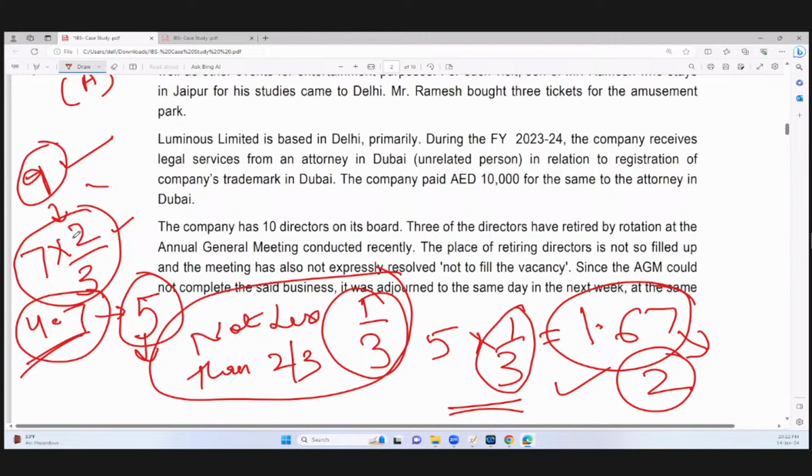The place of retiring directors is not so filled up. ठीक है, 1/3 हमने निकाल लिया, पहले 2/3 करा, फिर 1/3 करा. The meeting has also not expressed resolve not to fill the vacancy. अब हमारा ये concept क्यों आया है?